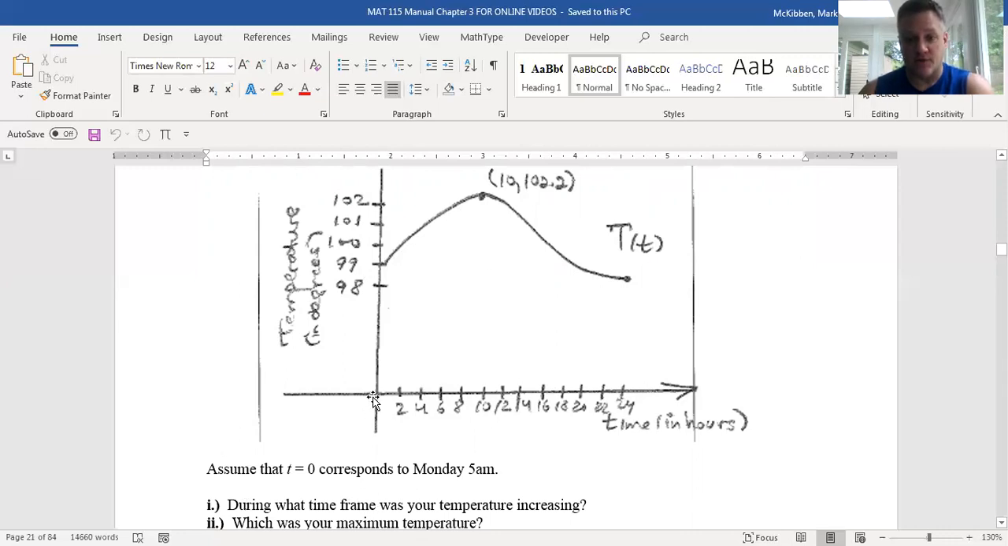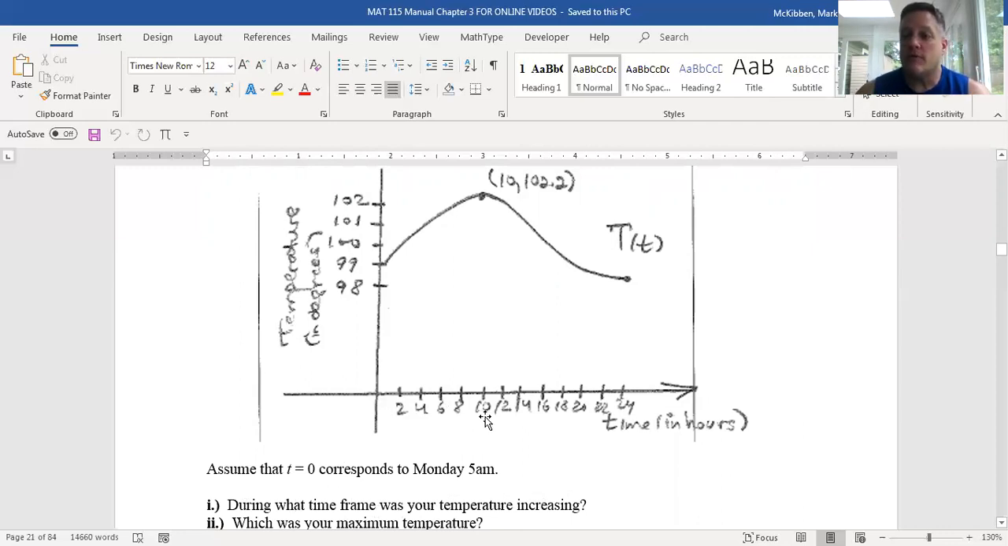Certainly I'll start at 0. It looks like it's going up all the way until I get to 10 hours, which corresponds to 2 p.m., because we started at 5 a.m. and we've gone 10 hours. And so what we would say is that the temperature is increasing on the interval from 0 to 10. Remember, you always indicate the values on the horizontal axis that correspond to where the function is increasing or decreasing.